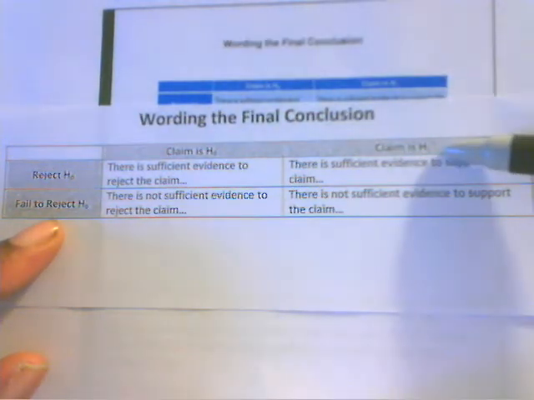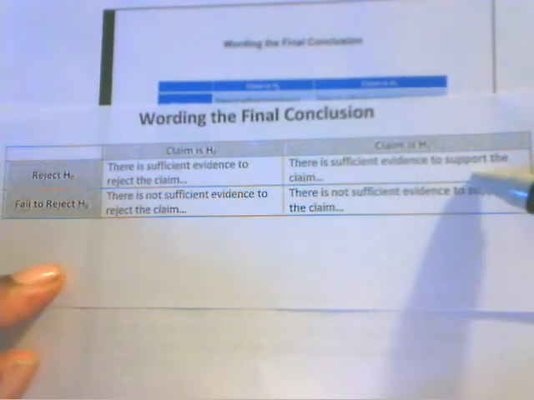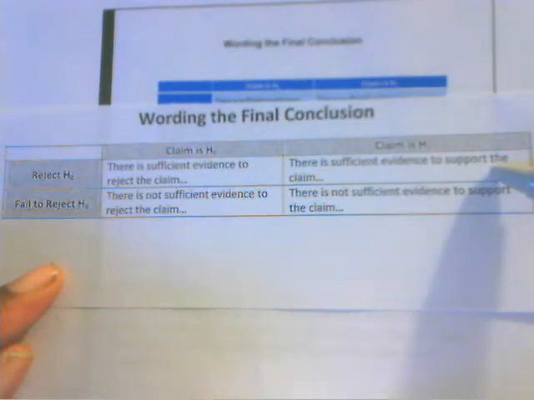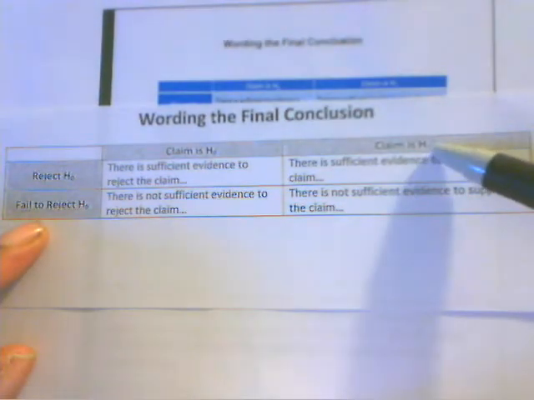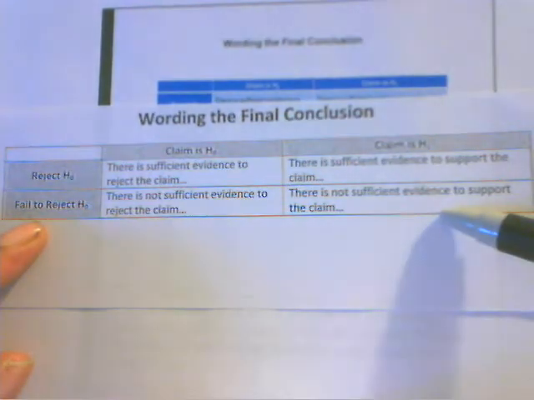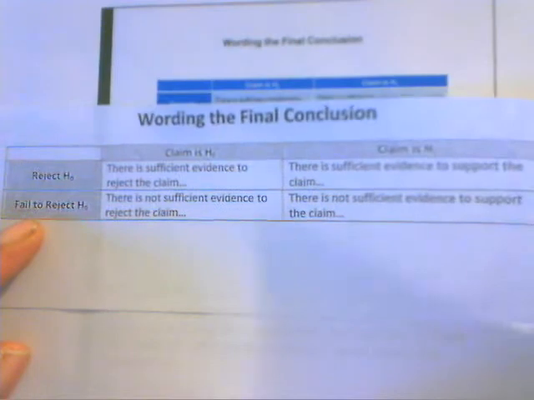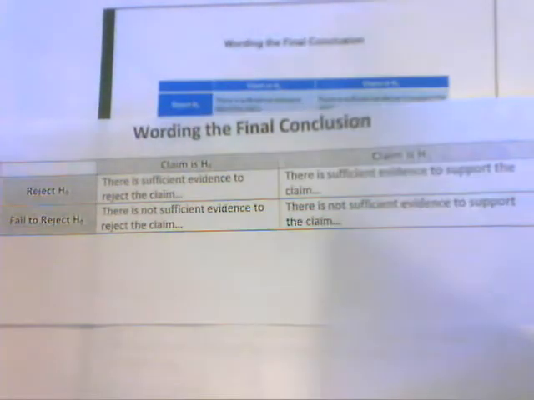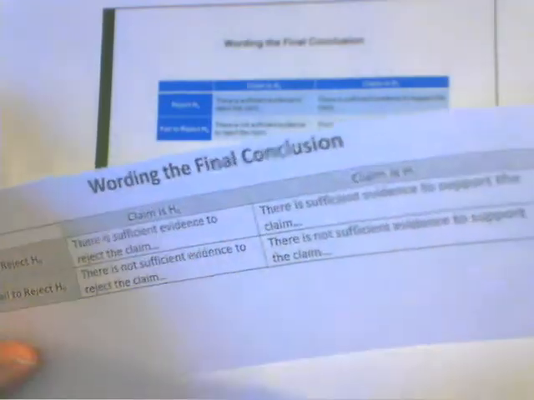Now, let's say the claim is your alternative hypothesis, which is H1, and you reject the null hypothesis. Then you'll say in your conclusion, there is sufficient evidence to support the claim. Or if you fail to reject the null hypothesis, but your claim is the alternative hypothesis, that means that there is not sufficient evidence to support that claim. Okay? So be familiar with this type of wording of the final conclusion, because in your final statement, you must write this using simple, non-technical terms.